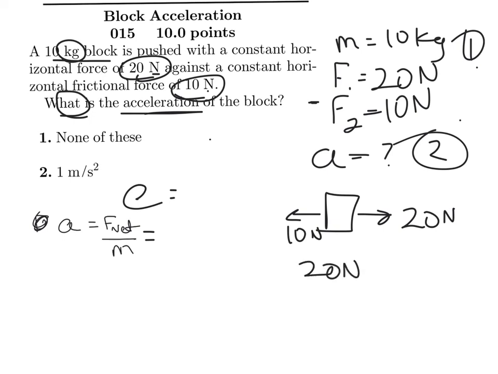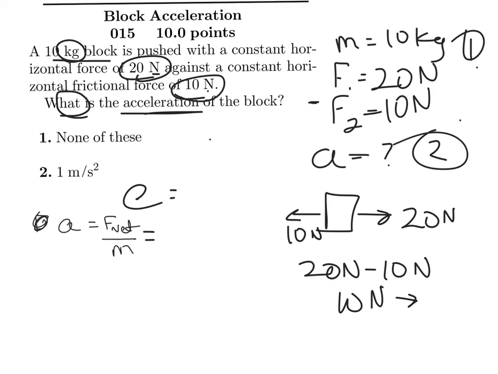20 newtons to the right minus 10 newtons to the left. I could have switched these two, by the way. I could have put 20 on this side and 10 on this side. It doesn't matter as long as you're consistent, right? If they're opposite, they have to subtract. So what is my net force? It's going to be 10 newtons to the right, because that's the side that won, just like when we did vectors in the previous chapter.